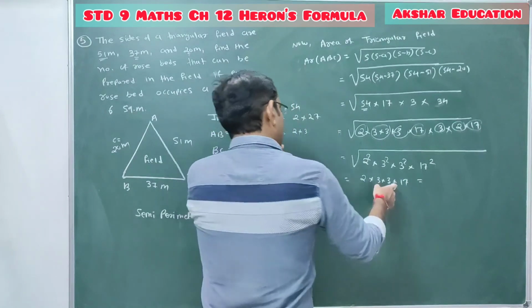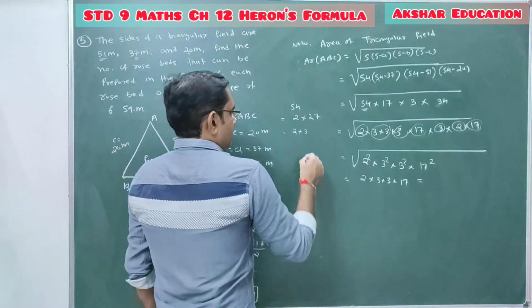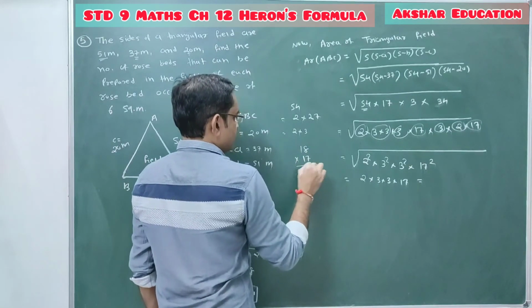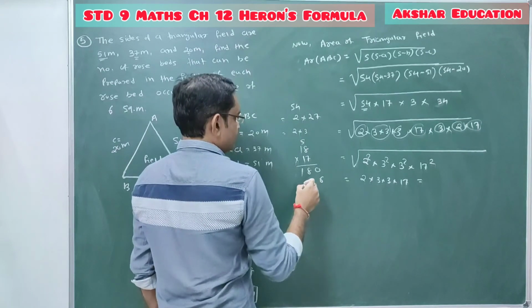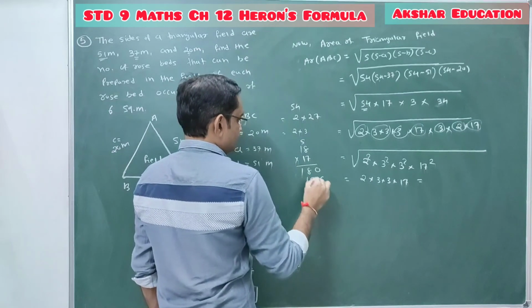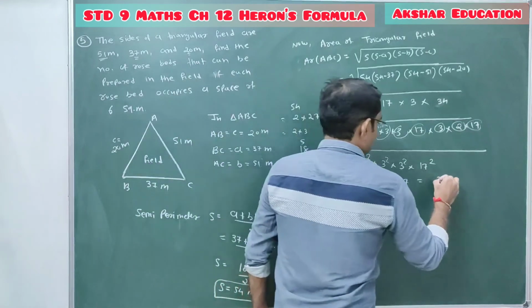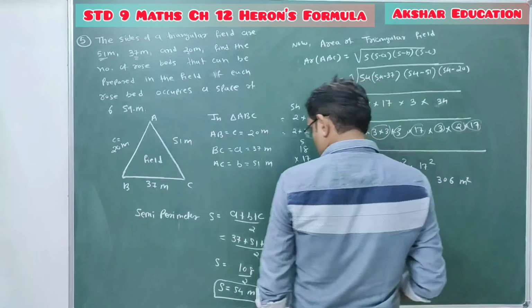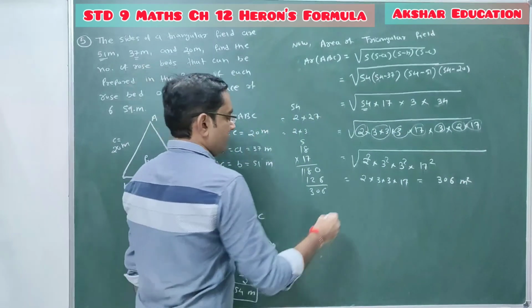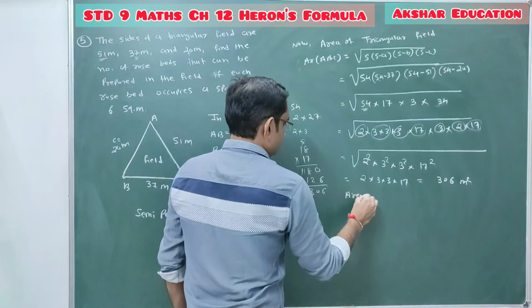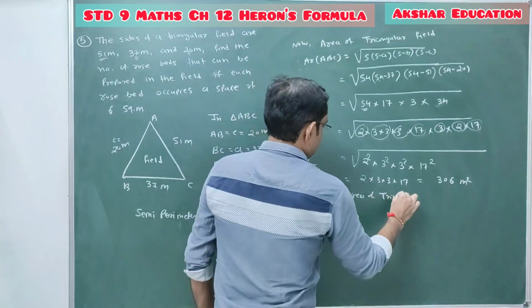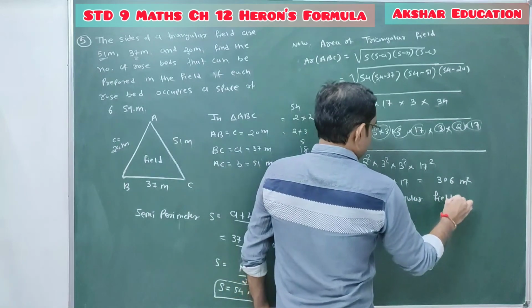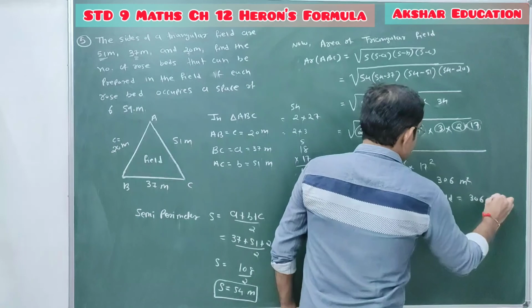So what is the multiplication? 3 3s are 9, 9 2s are 18, 18 multiplied by 17 is 306. The dimensions are in meter, so meter square. Done. This is the area of the triangular field. So the area of the triangular field is 306 meter square.